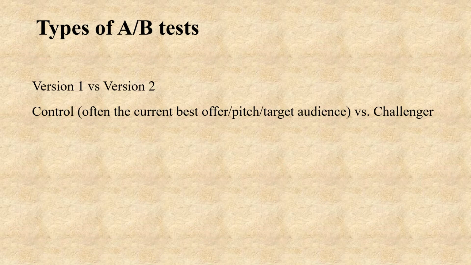So typical A/B tests or split sampling tests are version 1 versus version 2. That is A versus B, or typically, maybe even more often, the control, often the current best offer, pitch, or target audience, against a challenger, that is, a different offer, a different pitch, or making the offer to a different target audience. And we find out which one works better, and then if the challenger becomes the winner, it becomes the control, and we go out and we test it against other options.